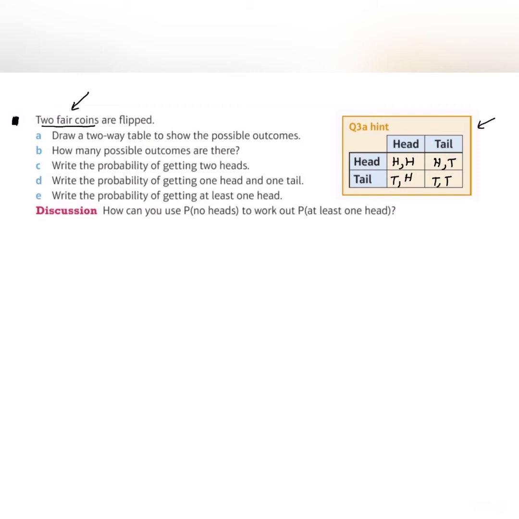Part B says how many possible outcomes are there. We have 4: head and head, head and tail, tail and head, or tail and tail. So there are 4 outcomes possible. Part C says write the probability of getting 2 heads. Two heads appears once out of 4. There are 4 options altogether, so it's 1 out of 4. Part D says write the probability of getting 1 head and 1 tail.